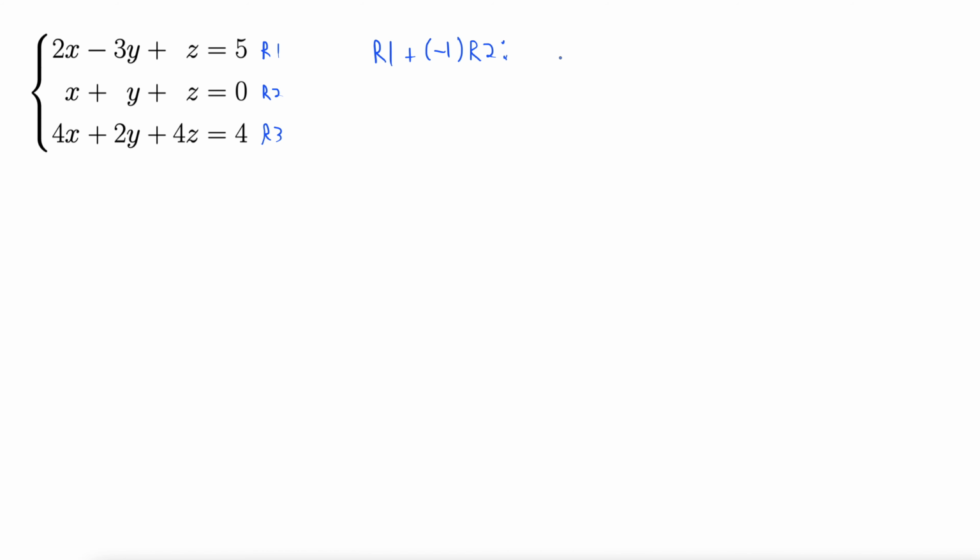Okay. So we just transpose row 1 just like this: 2x minus 3y plus z equals 5. And then row 2, we're going to multiply everything by -1. Negative x minus y minus z equals 0. And then we add those two together and see what we get. Alright. 2x minus x is x. Negative 3y minus y is minus 4y. And the z's cancel out, giving us 5.